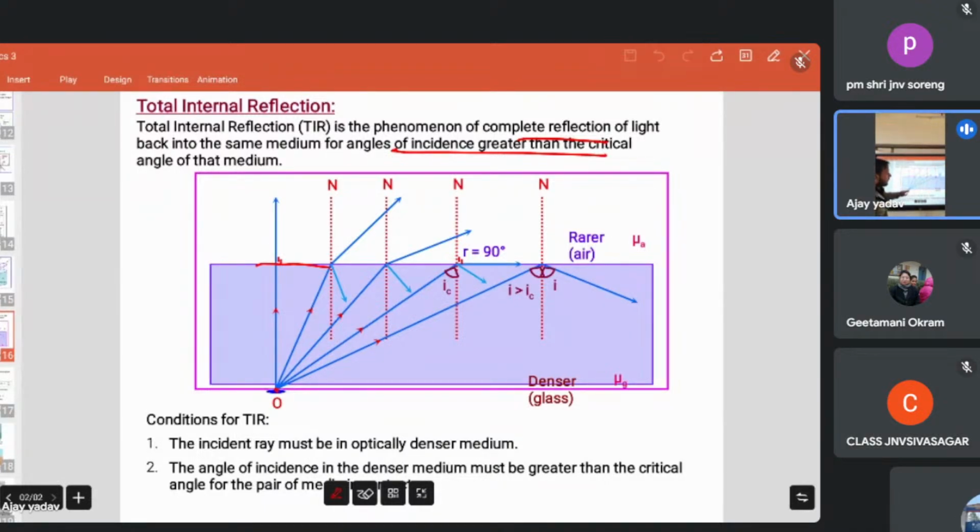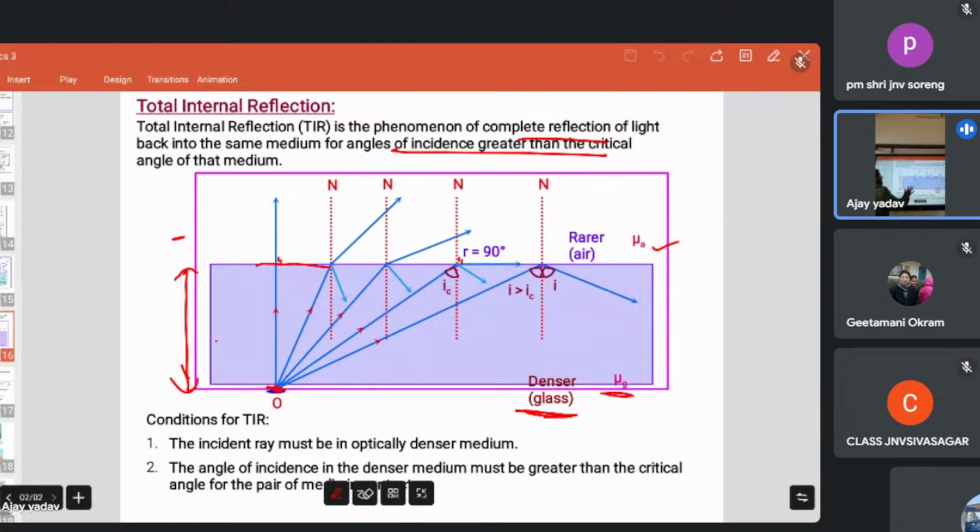Okay, so this is the object present in the denser medium. For TIR there is a condition, that is, the object must be present in the denser medium. In apparent depth or real depth, this was not the condition, but in TIR the object must be present in the denser medium. Consider here the denser medium is glass, so the refractive index of glass is mu G. Above this glass there is a rarer medium, whose refractive index is mu A.